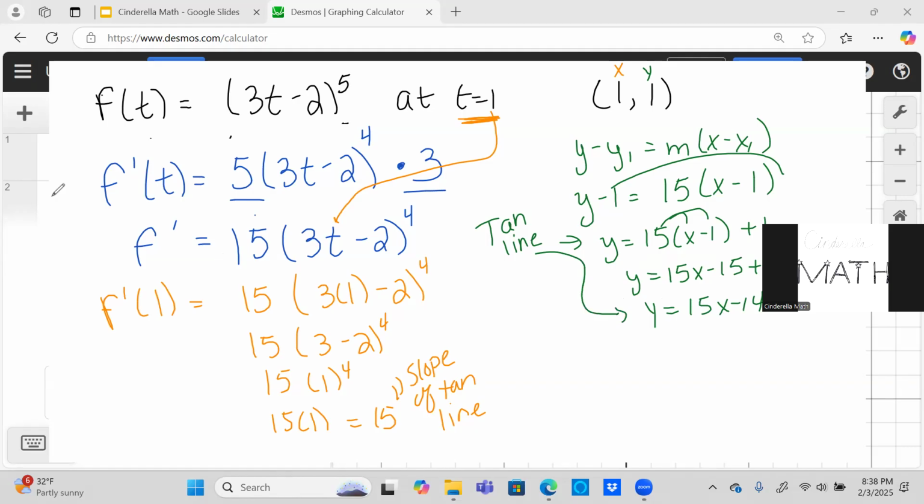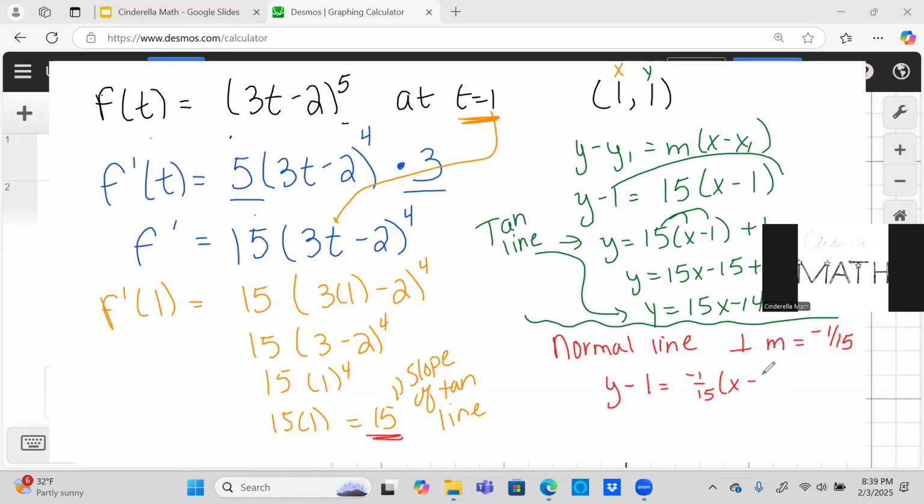Okay, and now let's do the normal line. So remember that is perpendicular to the tangent line. And our slope was 15. So our perpendicular slope is going to be the negative reciprocal of that. So the reciprocal of 15 is one fifteenth, and then negate. And now do that same formula. y minus the y value equals m, our new m, which is negative one fifteenth, times (x minus the x value).